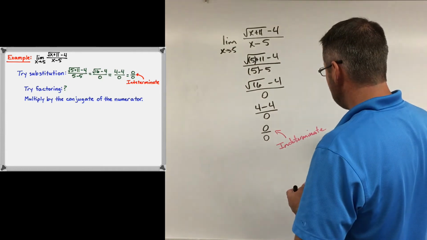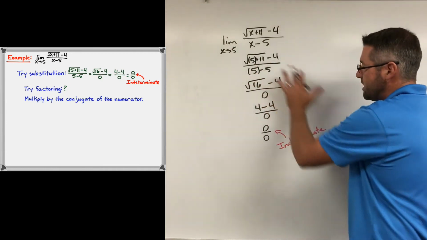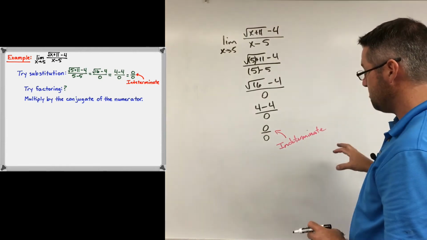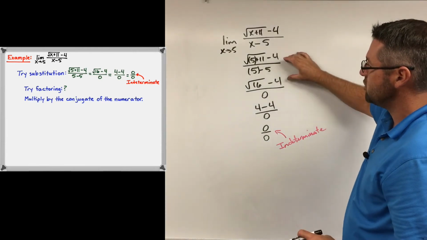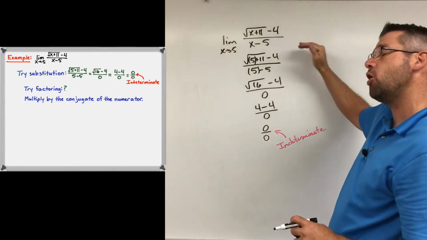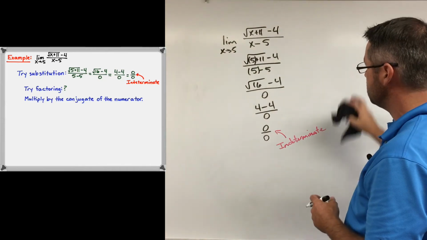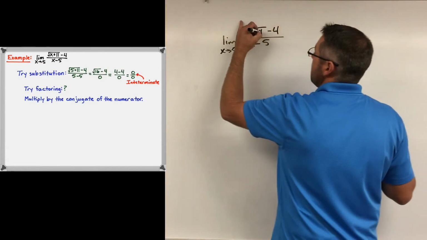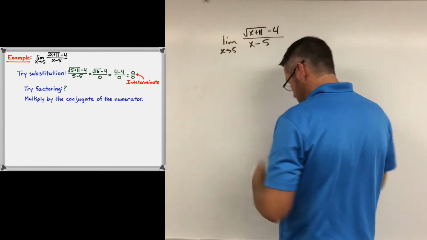So let's go ahead and see what happens there. Now, I'm not erasing this as in it's not important. I'm erasing this because I need board space. You should always check for substitution first, and you should always show your work for that first, okay? But let's go ahead and figure out multiplying by the conjugate.